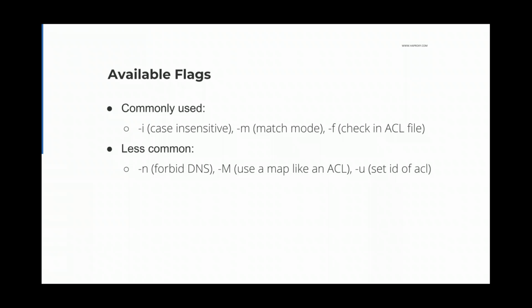Less common flags available are -n to forbid DNS lookups, a capital -M to load a map file like an ACL. Usually I will use -m found, which we'll get into later, instead of -M. Or -u, which is almost never seen, but allows you to specify a manual ID for use if you're using the runtime API to update ACLs during the runtime. You will probably never use any of the less common ones unless you have a very particular case, so I wouldn't worry about them.